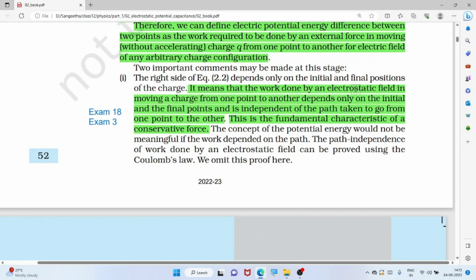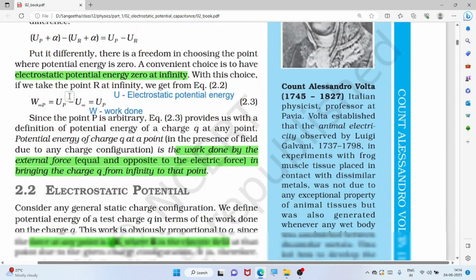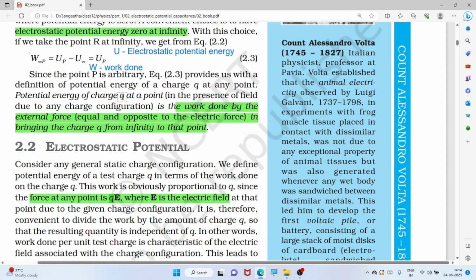It means that the work done by the electrostatic field in moving a charge from one point to another depends only on the initial and final points and is independent of the path taken. This is the fundamental characteristic of conservative forces. Electrostatic potential energy at infinity we are taking as 0. The work done by the external force is equal and opposite to the electric force.